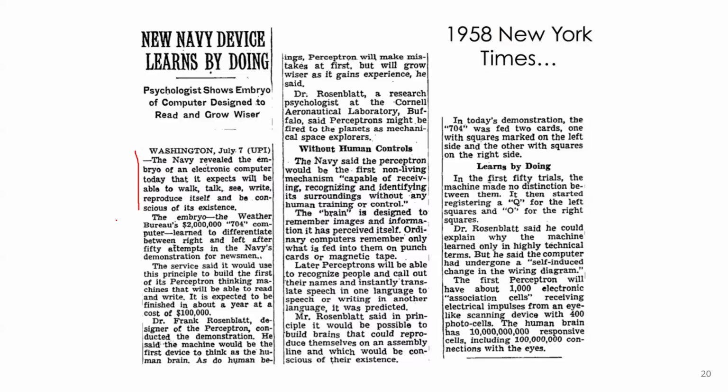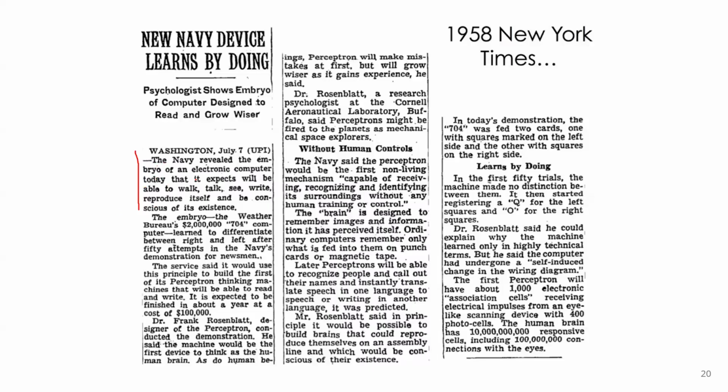"The embryo, the Weather Bureau's 2,700,000 computer, learned to differentiate between right and left after 50 attempts in the Navy's demonstration for newsmen." I first said 50 algorithms, I'm sorry, what am I saying, 2 million algorithms, but it is the attempts. But this is not the important part. The next one is the important part.